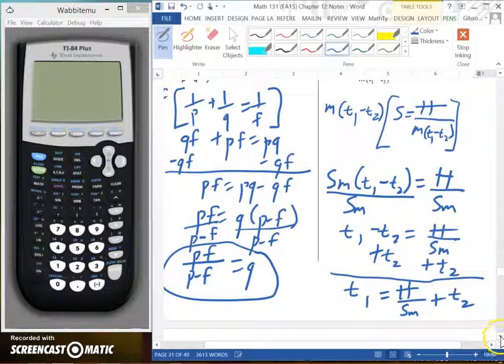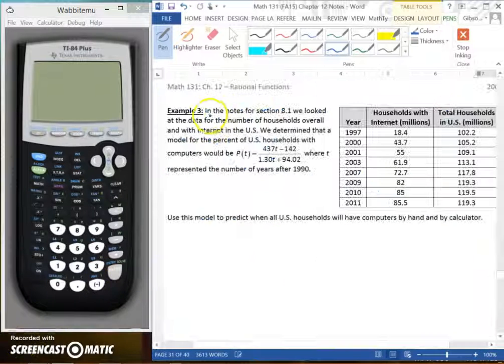All right. So, on the next page, it says, in the notes for Section 8.1, we looked at the data for the number of households overall and with internet in the U.S. We determined that a model for the percent of U.S. households with computers would be P of T, and then this equation here, where T represented the number of years since 1990. It says, use this model to predict when all U.S. households will have computers by hand and by calculator.